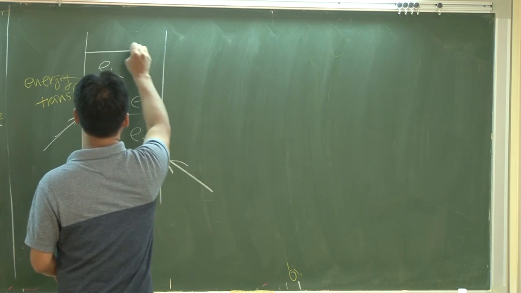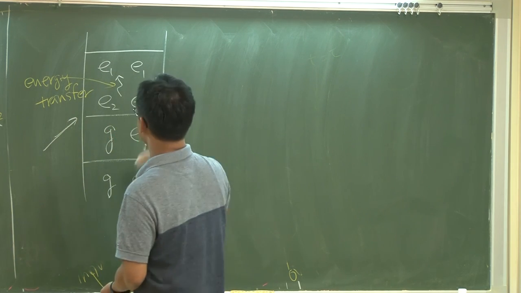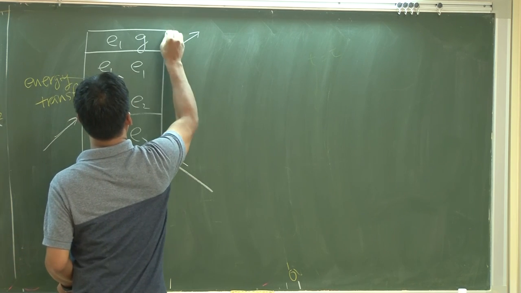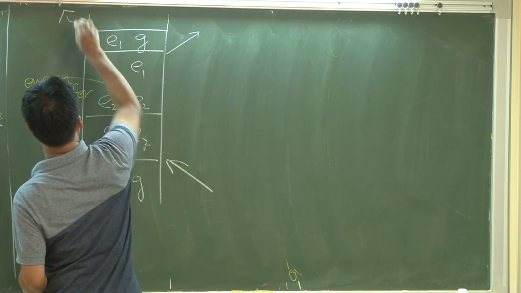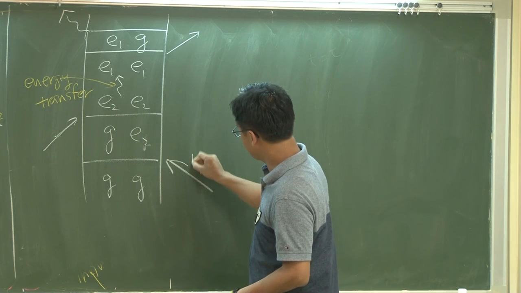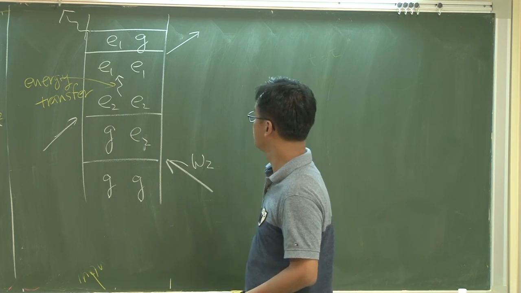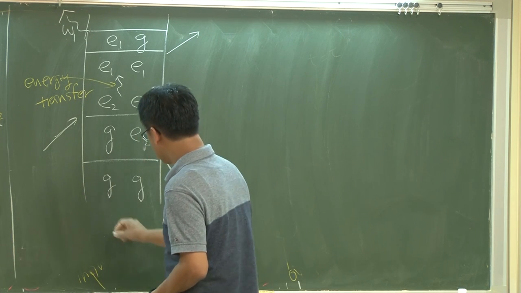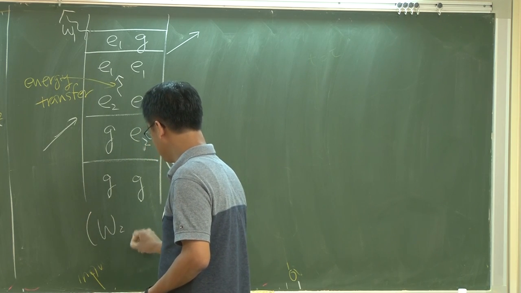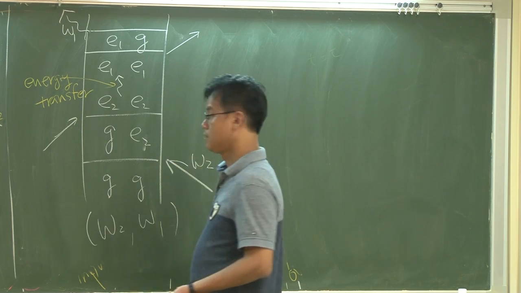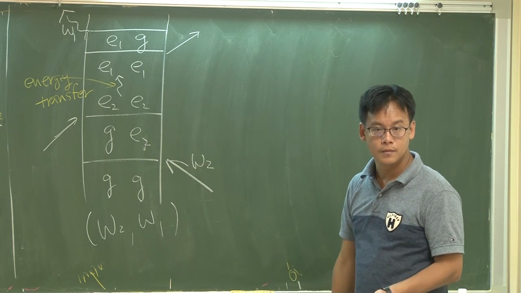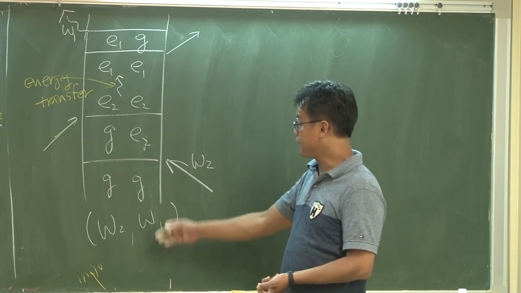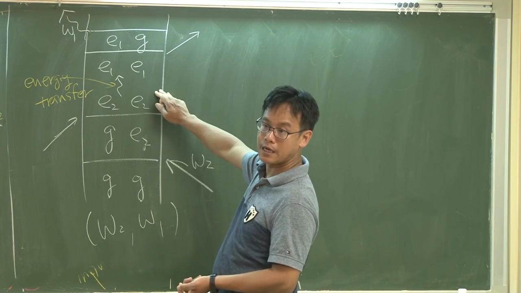And then you come out from here. So you see here, you excite omega 2. In the end, you emit at omega 1. The signal comes out at the omega 2, omega 1 position. This will be an off-diagonal peak, showing the energy transfer dynamics.